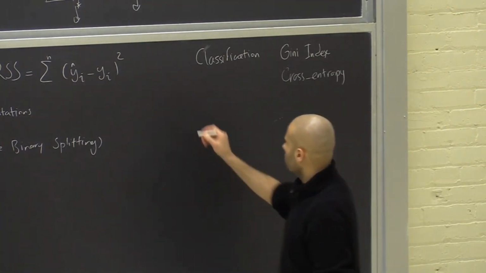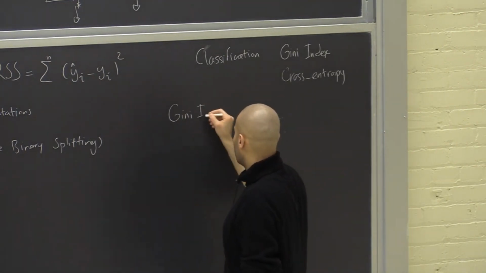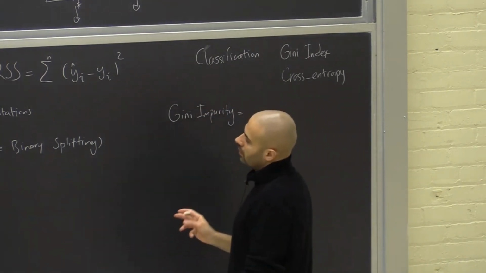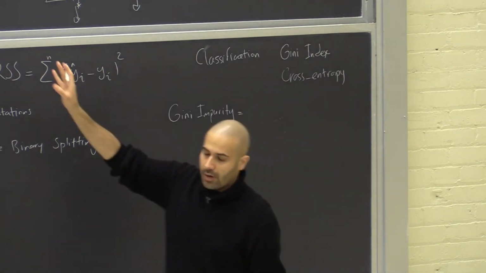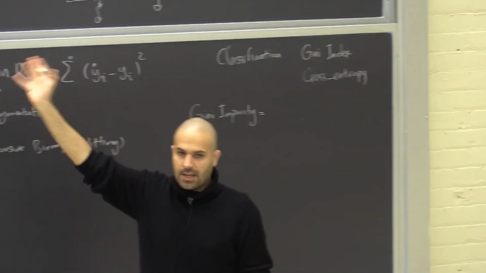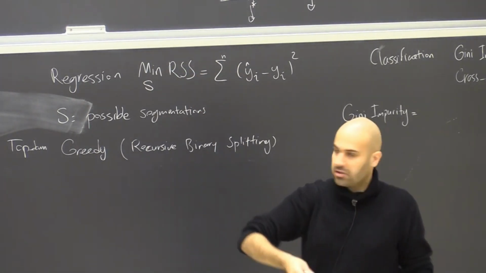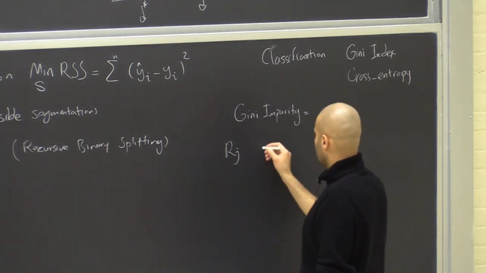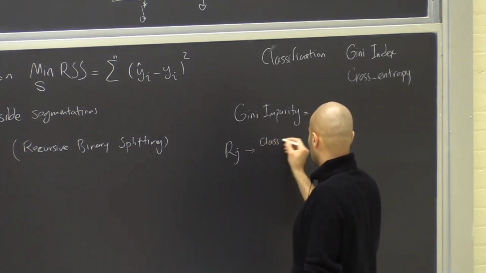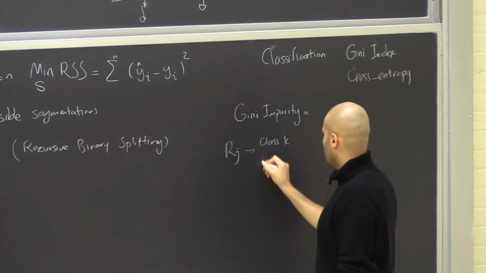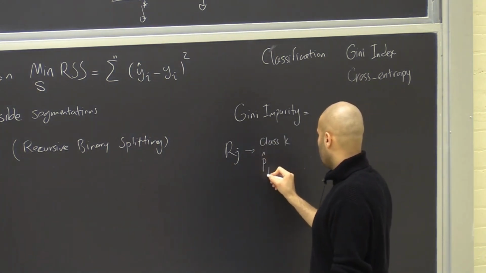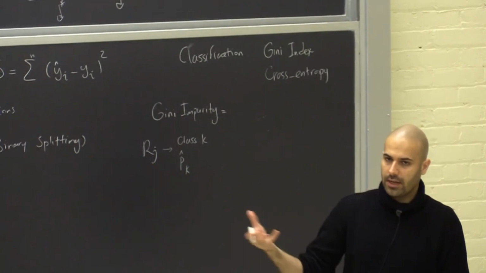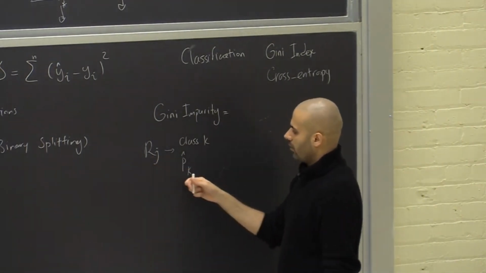So Gini index or Gini impurity is defined like this. For classification, we're always predicting based on the most common class in a region. So when we are in a region Rj, there's some class K for which p hat of K is larger than all the other p hats. Just the likelihood of that class is larger than all the other classes. So in region J, we predict based on class K.